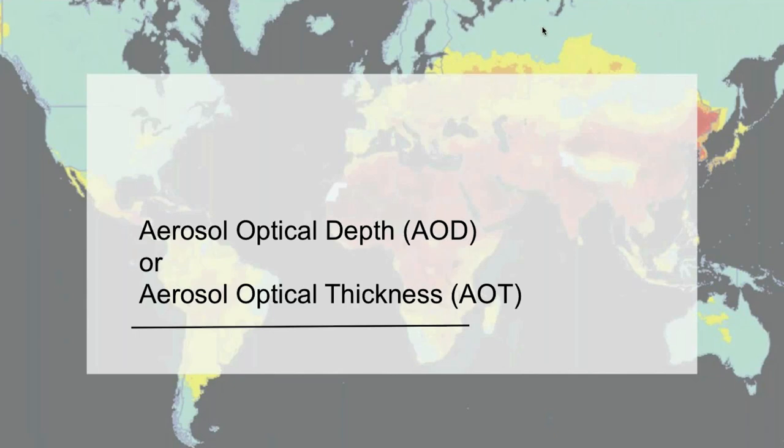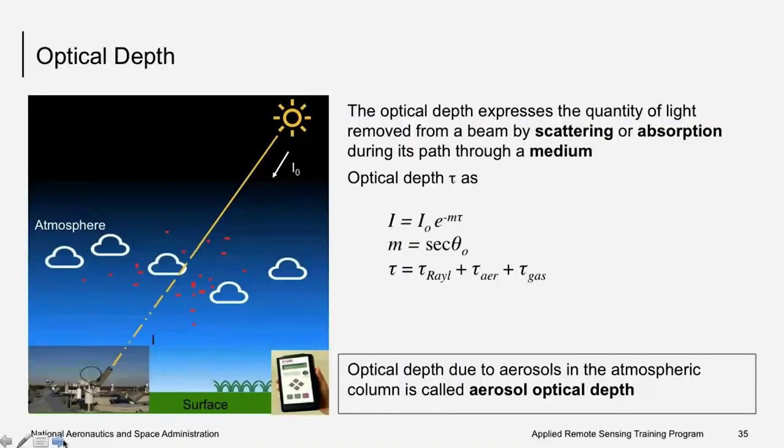Aerosol optical depth is related to PM2.5. Both terms can represent the presence of aerosols and their impact on the visibility and haziness of the atmosphere. What you see here is a technical definition, which says the optical depth expresses the quantity of light removed from a beam by scattering or absorption during its path through a medium.